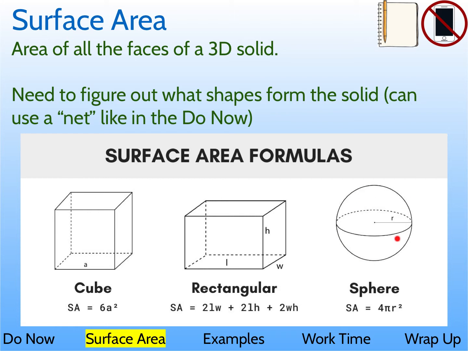Now, a sphere is a special case because we can't really break it into any polygons, but the surface area of a sphere is just 4 times pi r squared.